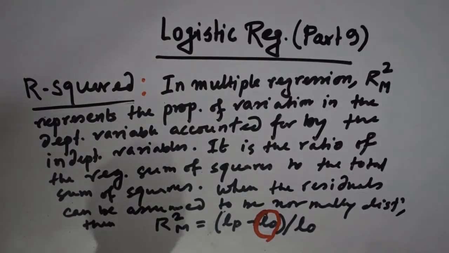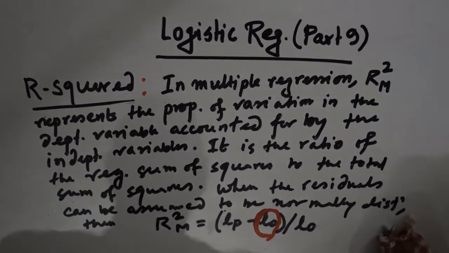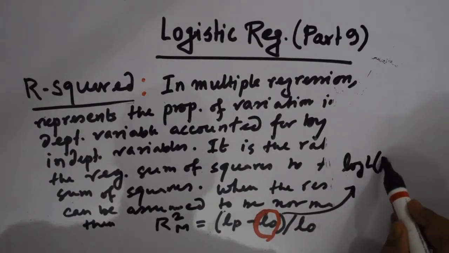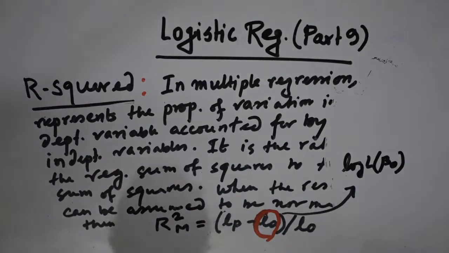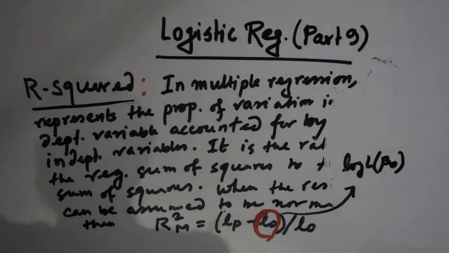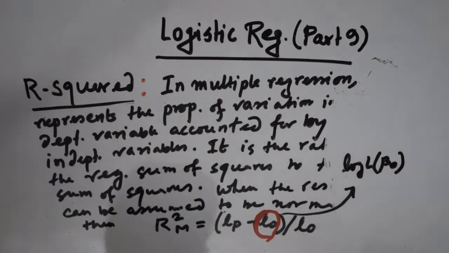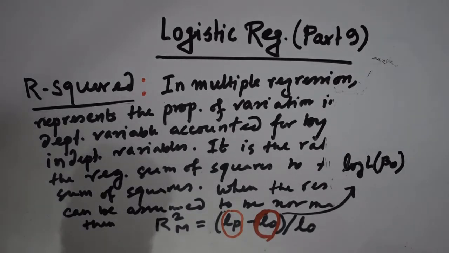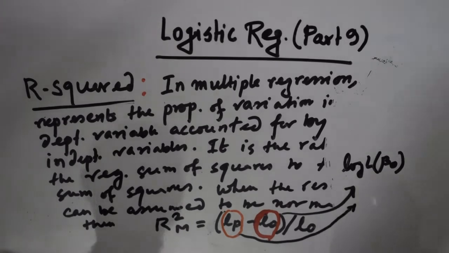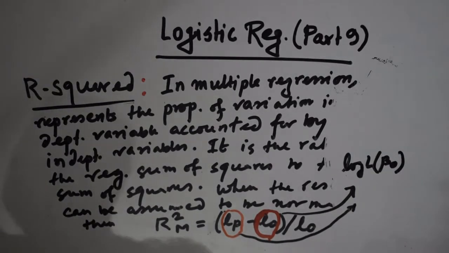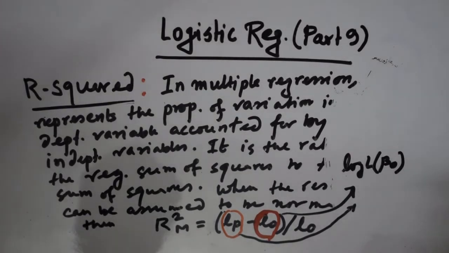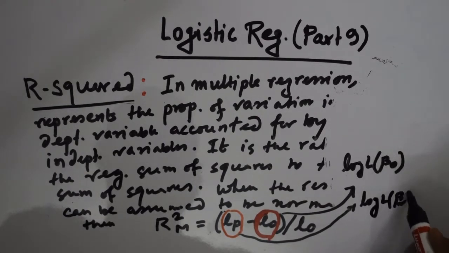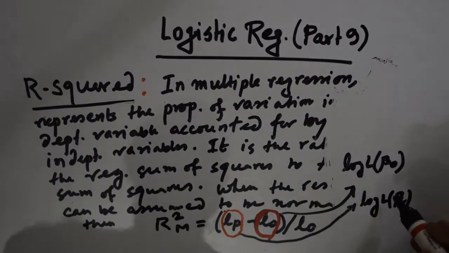That means this is a log likelihood containing only intercept term, and small lp is the log likelihood of the model that includes the independent variables, that is L beta hat.